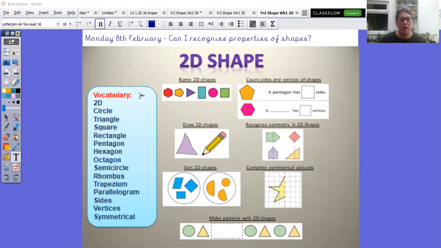And the vocabulary we will be using is 2D, circle, triangle, square, rectangle, pentagon, hexagon, octagon, semicircle, rhombus, trapezium, parallelogram, sides, vertices, and symmetrical.